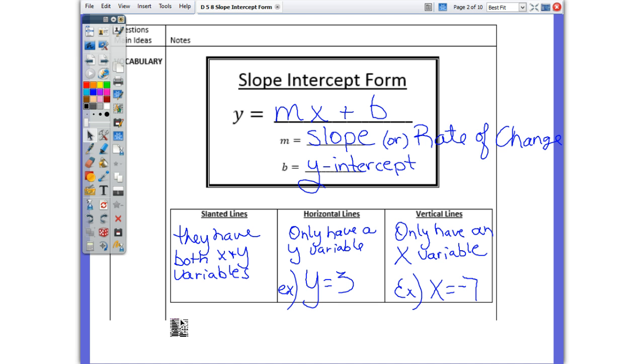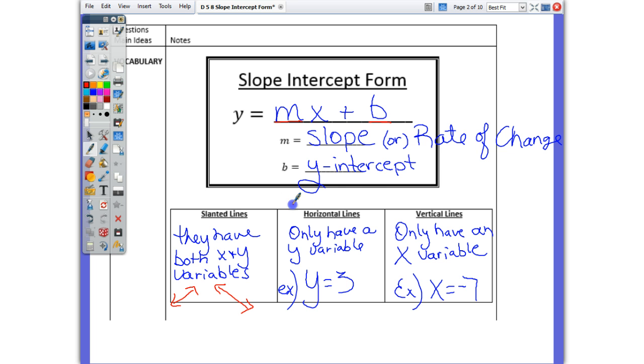y = mx + b. The m stands for the slope or the rate of change. Same thing, you need to know both. The b is your y-intercept. Anytime you have a slanted line on the graph, whether it be positive or negative, your equation has both an x and a y variable in it.